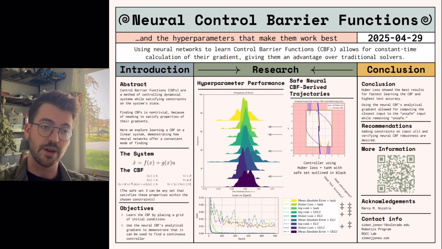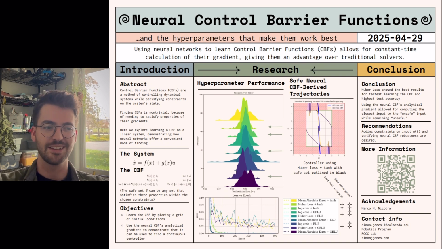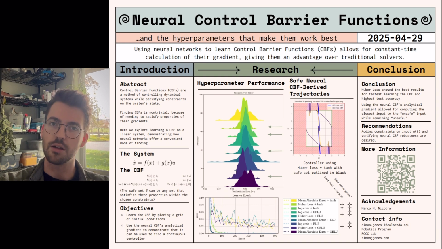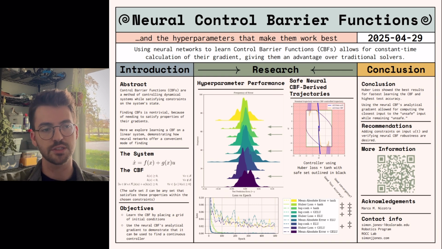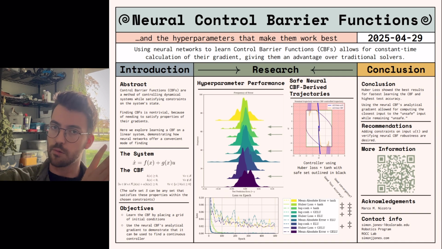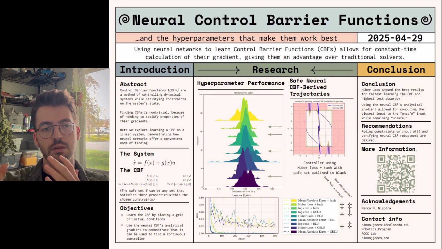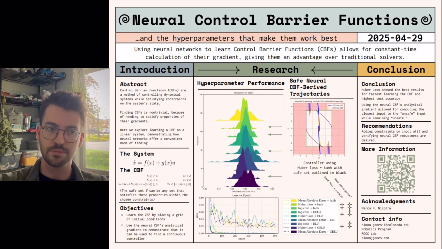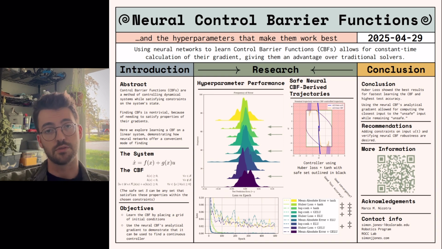I did my final project in neural networks on neural control barrier functions. I'm just going to get started by explaining what those are. The goal of this project is also to explore which hyperparameters work well for finding these neural control barrier functions. And there's one more aim: to see how well the analytical gradient that we get from a neural network can help us find these neural CBFs faster, in ways that numerical solvers couldn't.